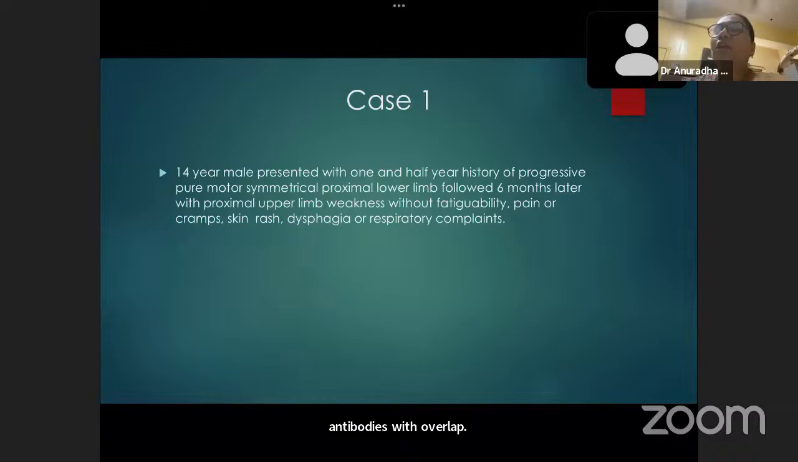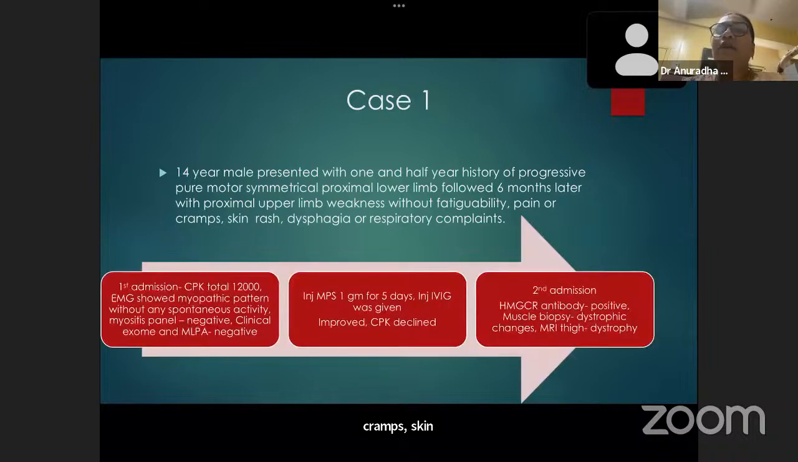Let me walk you through the first case. A 14-year-old male presented with a 1.5-year history of progressive pure motor symmetrical proximal lower limb weakness, followed 6 months later by proximal upper limb weakness, without fatigability, pain or cramps, skin rash, dysphagia or respiratory complaints. On first admission, his total CPK was 12,000. EMG showed a myopathic pattern without any spontaneous activity. The distinct feature of this patient was calf hypertrophy.